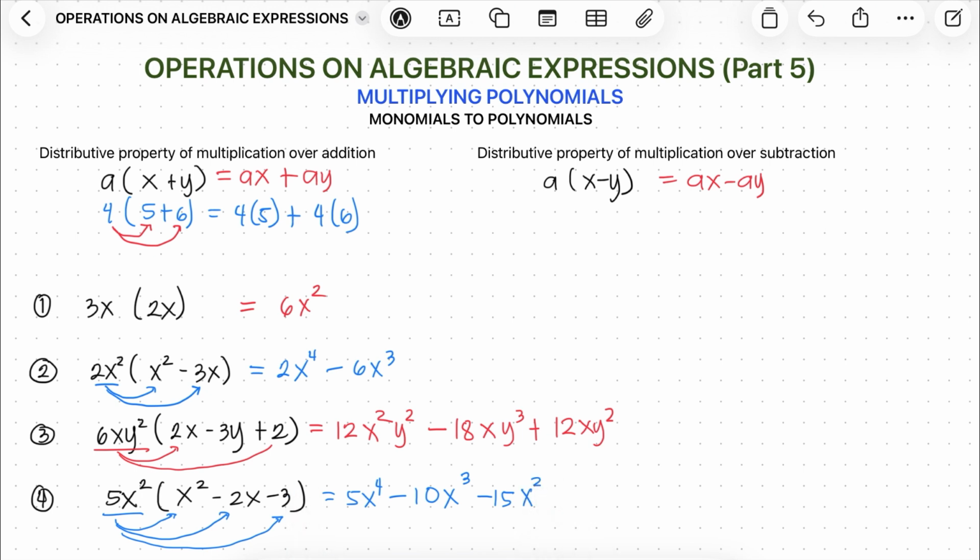Okay, so again, you will just apply the distributive property, distributing the monomial to each and every term in the given polynomial. And that is how to multiply monomials with other kinds of polynomials.